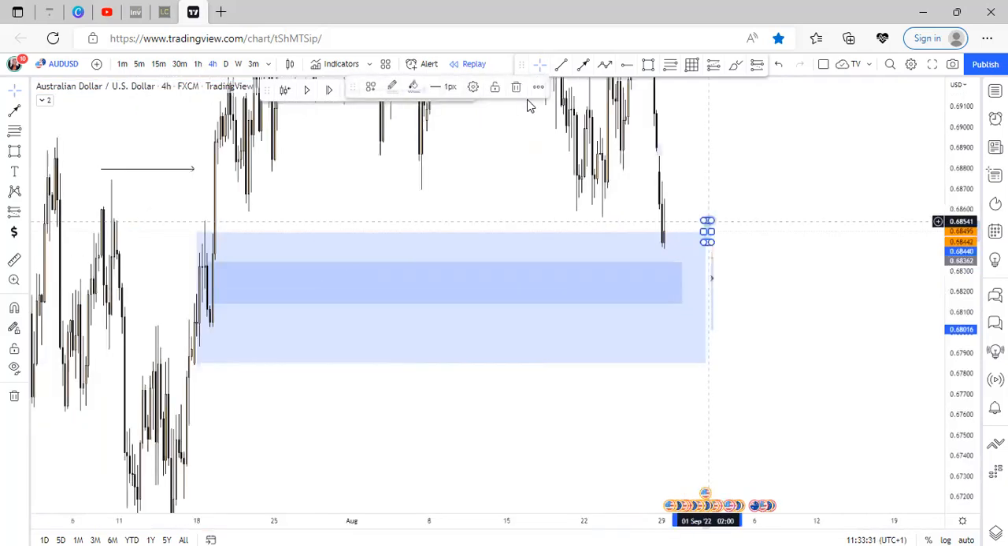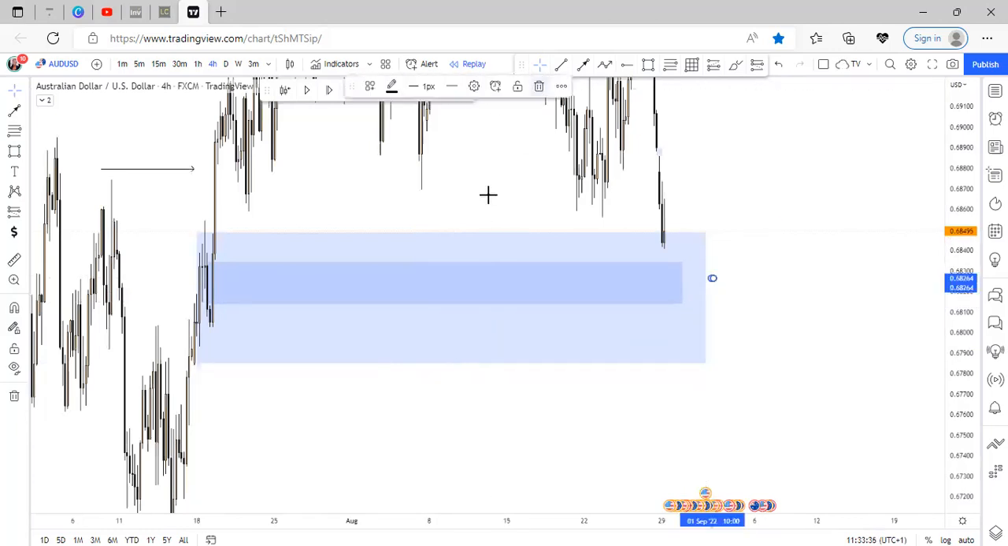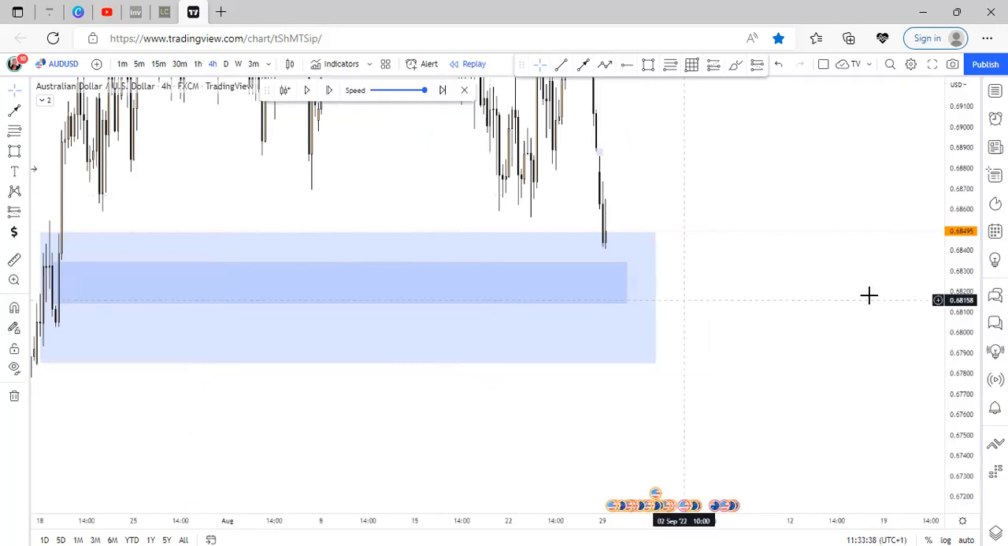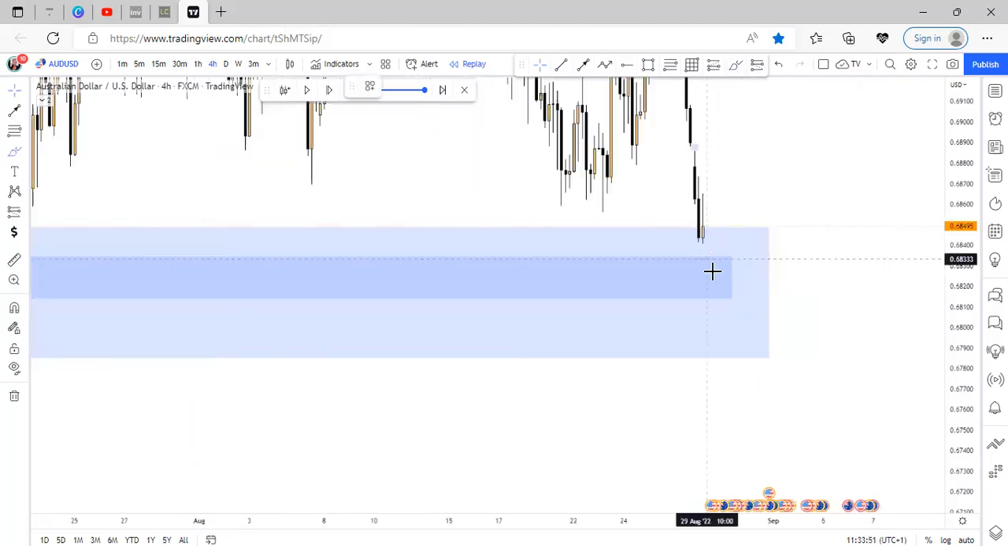I must really say, when I spotted this gap, I was excited. But the reason why I didn't end up taking this trade was because of this imbalance that was still below where price was reacting from. So I was hoping price may likely come into this zone before we start looking for buys. But I was wrong.